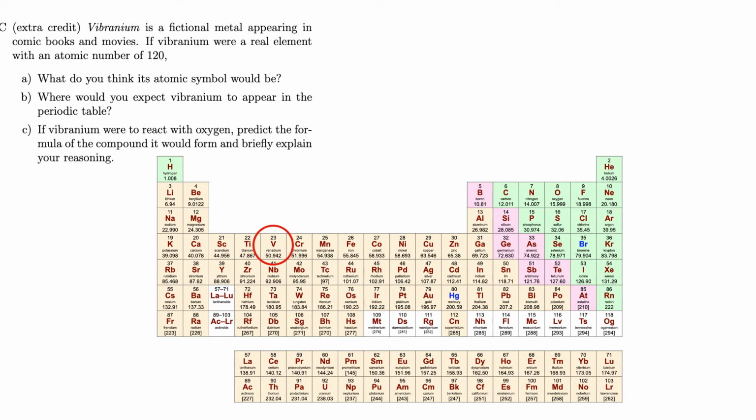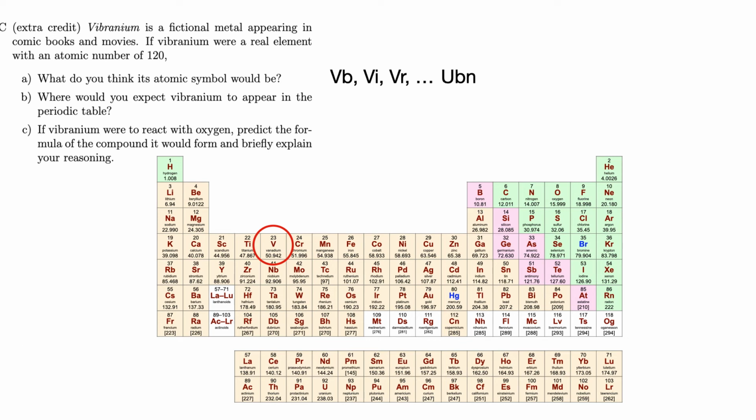And I've seen a number of good ideas. You could use VB or VI or VR. Now, if you wanted to try to get really sneaky, you could suggest an atomic symbol of UBN, which would be the symbol for the systematic name of an element which has not been formally named yet. And the systematic name for element 120 would be unbinilium, and the symbol for that would be UBN. That's a pretty sneaky answer.